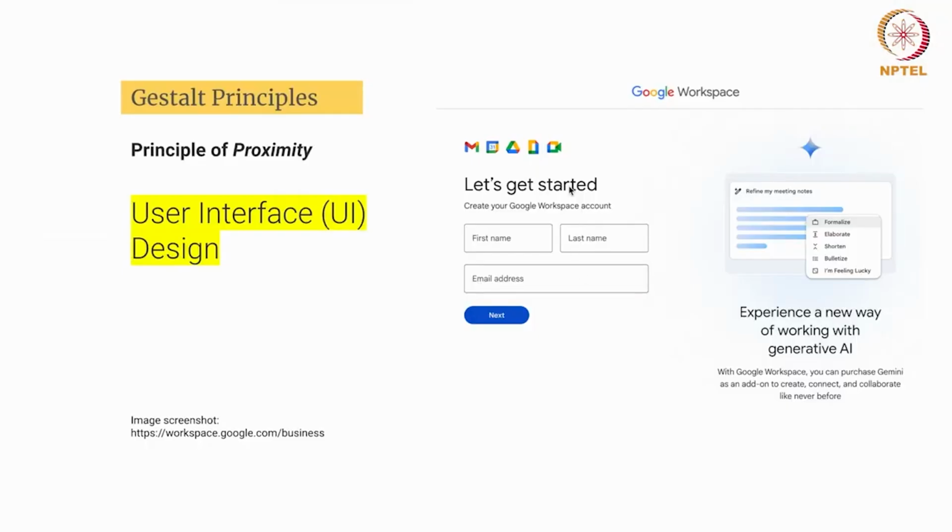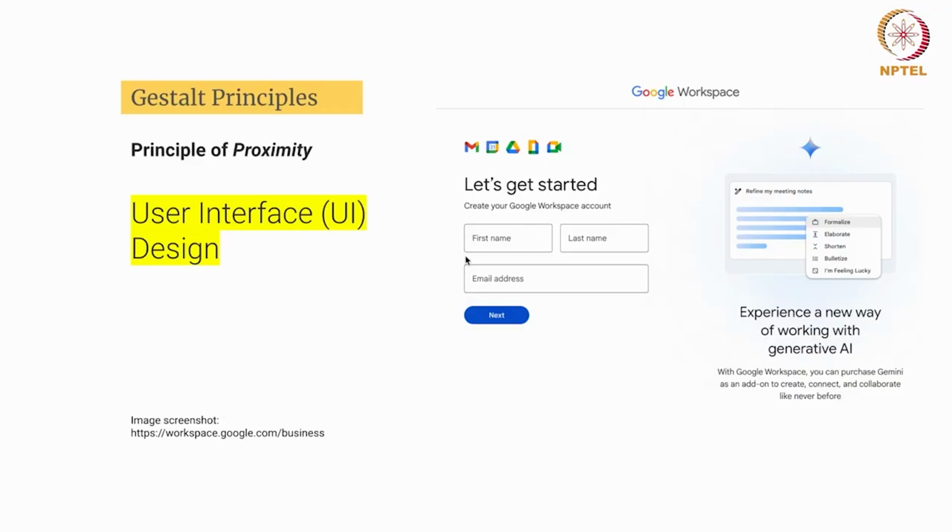Okay, so this is one of the screenshots from Google Workspace, and you can easily see how the idea of fields has been taken into consideration, right? Here you can see the series of icons for the overall benefits which they give, and again there is a grouping happening here in terms of the content. So let's get started, right? Create your Google Workspace account. So this is again grouped in one segment.